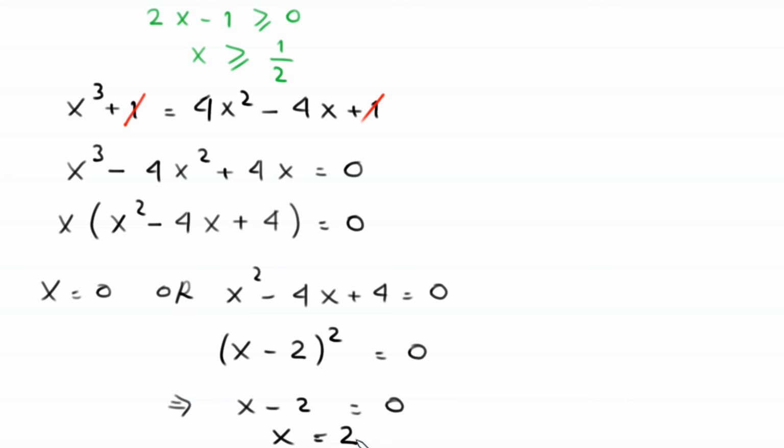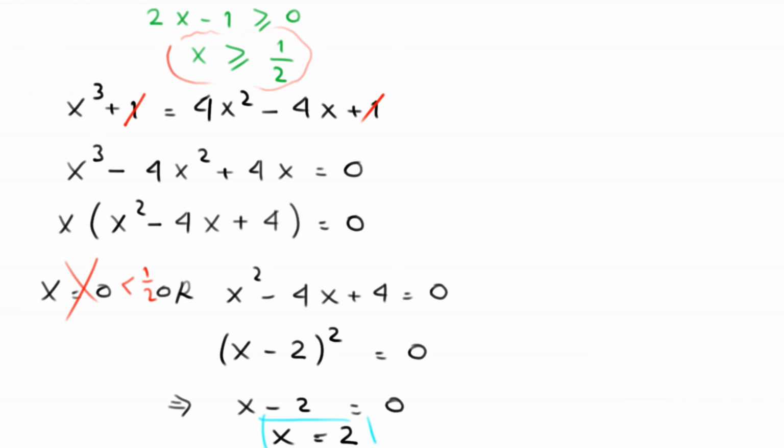2. Since domain for this case is x must be greater than or equal to 1 over 2, this 0 is less than 1 over 2, so this will be rejected, and from this case we get the only solution, x is equal to 2.